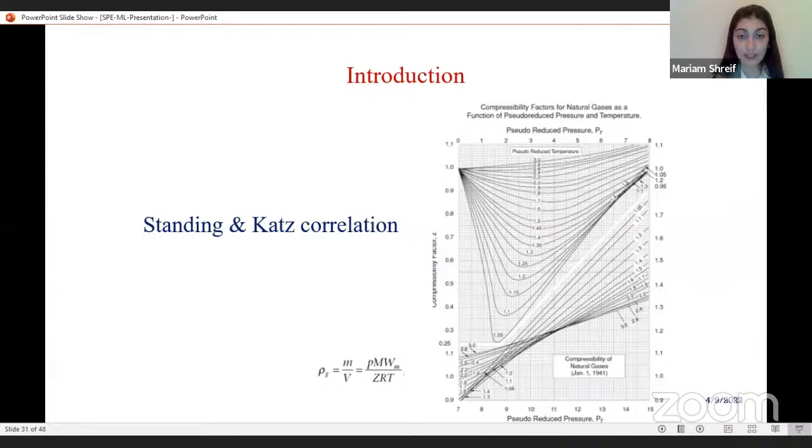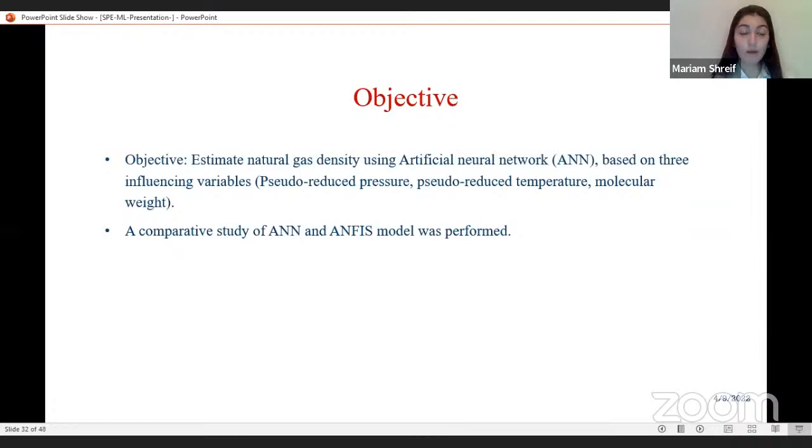So by this, we will seek the help of machine learning in order to obtain an accurate estimation of the natural gas density. In this study, we have used the artificial neural network in order to train the model, based on three main influencing variables, which are the pseudo-reduced pressure, the pseudo-reduced temperature, and the molecular weight. Then we compared the ANN model with the ANFIS model, which is the adaptive neuro-fuzzy inference system.